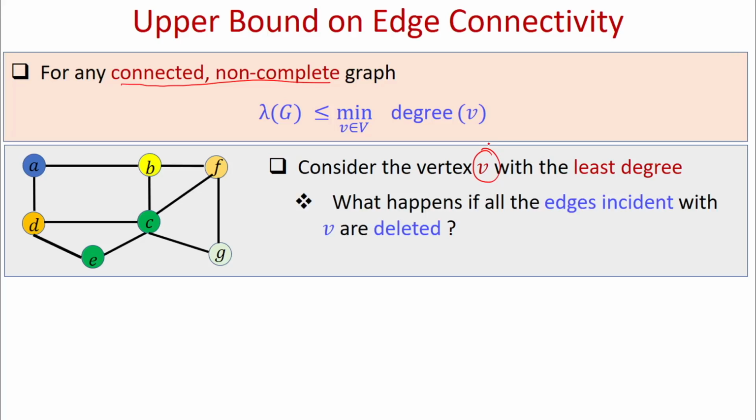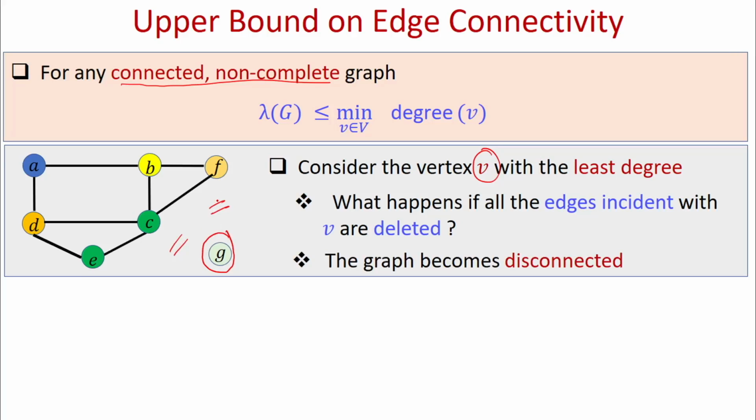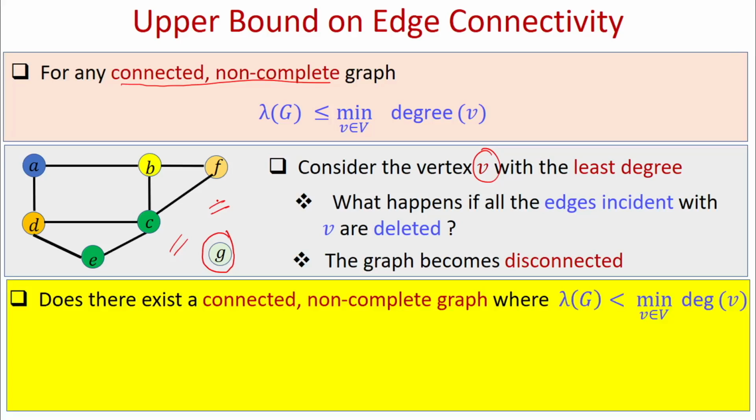Then argue what happens if all the edges incident with the vertex V are deleted. For instance, in this graph, G is the vertex V which has the least degree. If you delete all the edges incident with this vertex G, the vertex G gets disconnected from the rest of the graph. That shows you don't need to delete more than least degree number of edges to produce a disconnected graph. But then again you get the same question: as per this argument, one may get the feeling that lambda should be exactly equal to the minimum degree in the graph. Why less than or equal to?